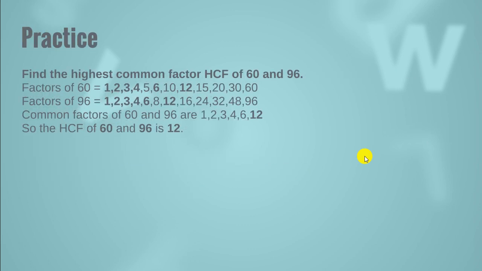Now we need to see a practice question. The question is: find the highest common factor, HCF, of 60 and 96. The factors of 60 are 1, 2, 3, 4, 5, 6, 10, 12, 15, 20, 30, 60. And factors of 96 are 1, 2, 3, 4, 6, 8, 12, 16, 24, 32, 48, and 96. The common factors of 60 and 96 are 1, 2, 3, 4, 6, and 12. As you can see, I have bolded the common factors between 60 and 96. Here you can see the highest common factor is 12.